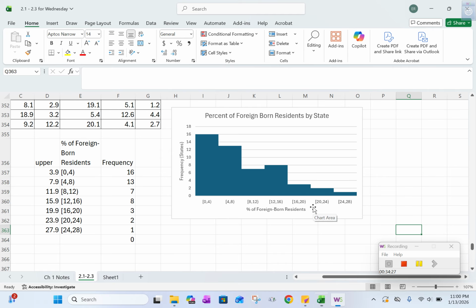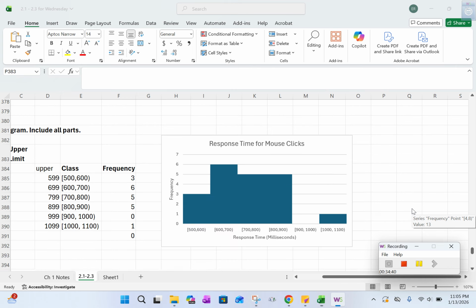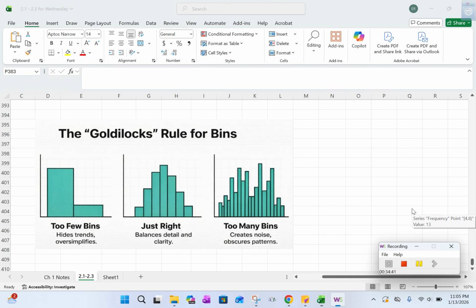Not a huge change, so I don't think there's anything wrong with making the change between this and this, but you do want to be careful of having too many bins or not enough bins. So I have this visual here, and this isn't on yours, but I wanted to bring it up. This is the Goldilocks rule for bins. Too few, it's going to hide the trends and oversimplify. It's not going to show you the patterns that you're looking for. What we're looking for is trying to balance the detail with the clarity. We're seeing the trends, but we're not seeing too much noise or that volatile up and down action.